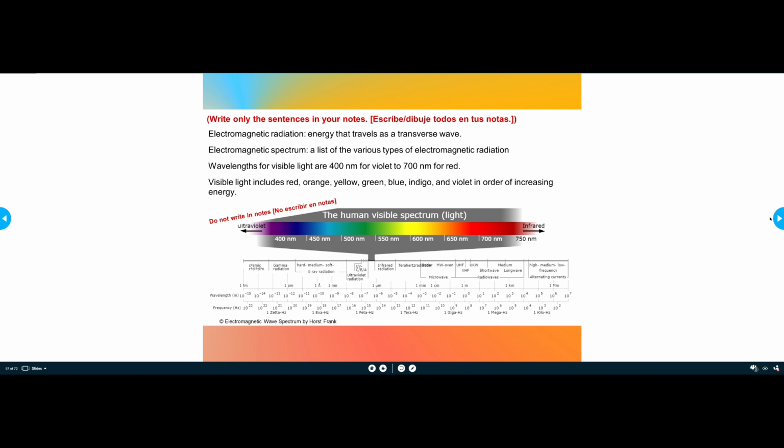Let's go through these. Cosmic radiation comes from the sun. Gamma radiation, where the word gamma is the third letter of the Greek alphabet. This is typically a type of radiation that comes from nuclear material. X-ray radiation is usually used to picture bones, and you've probably had an X-ray done on your teeth at the dentist.